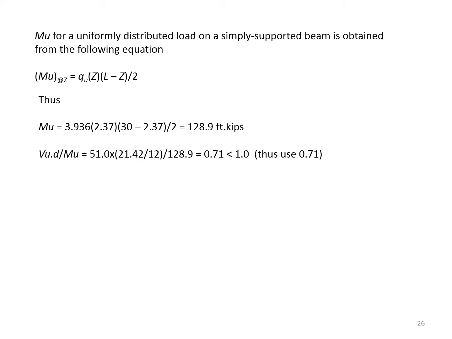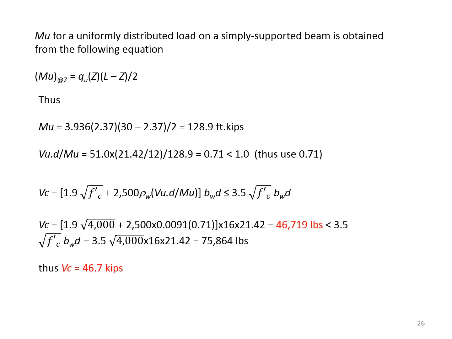Now we compute the ratio of VUD over MU, making sure that appropriate units are used. We ended up with 0.71 for that ratio, which is smaller than 1 because the limit is 1, therefore we use 0.71. In any case, if this ratio exceeds 1, we use 1. Plugging that in equation for V sub c, the long equation, we ended up with 46,719 pounds. It is smaller than the limiting value. Therefore, V sub c from this equation is 46.7 kips.